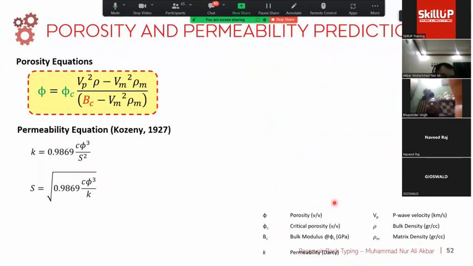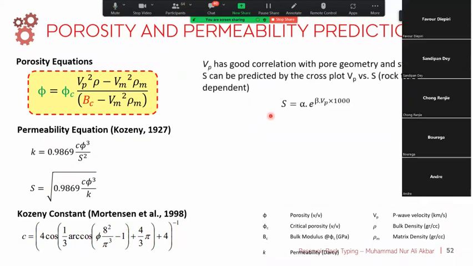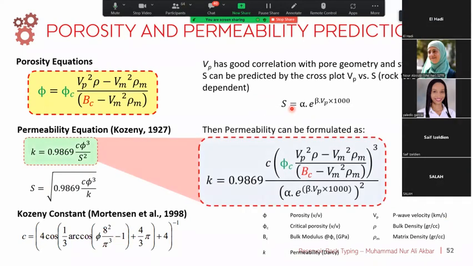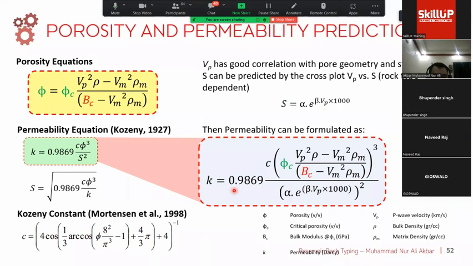since we know the Kozeny constant is a function of the porosity and specific surface, and the specific surface can be predicted as well from the pore-based porosity-permeability, and the constant based on Mortensen 1998 can also be estimated based on the porosity. And from here, when we connect the specific surface area as a function of the PWF velocity and then substitute the equation, we can predict the permeability from the acoustic impedance as well.